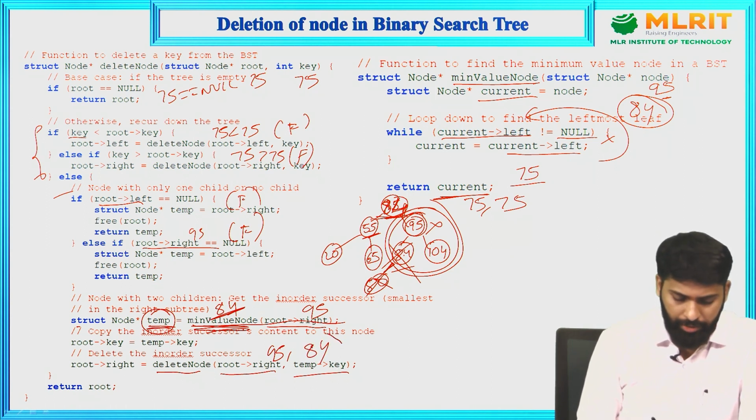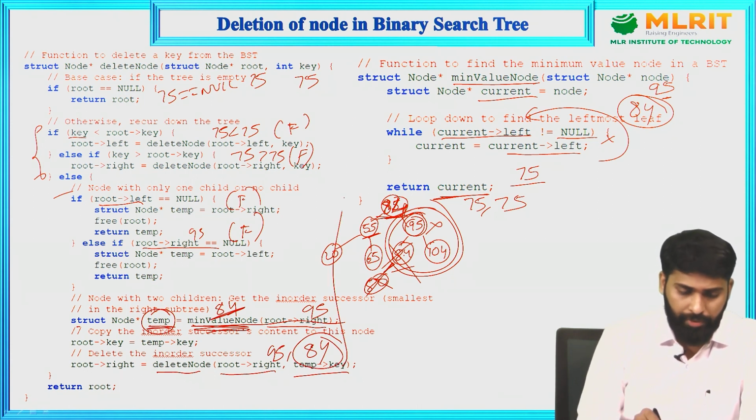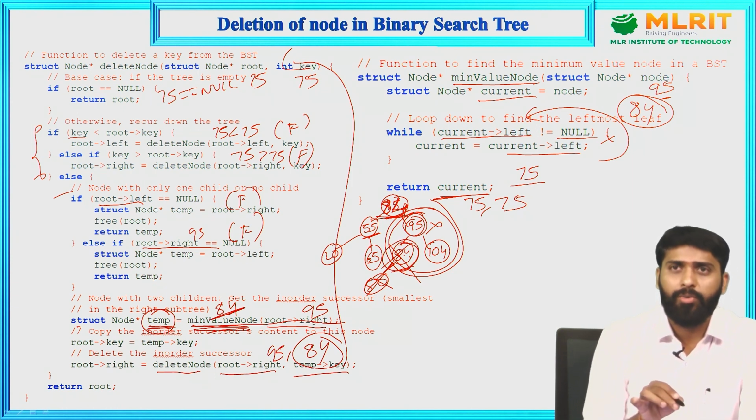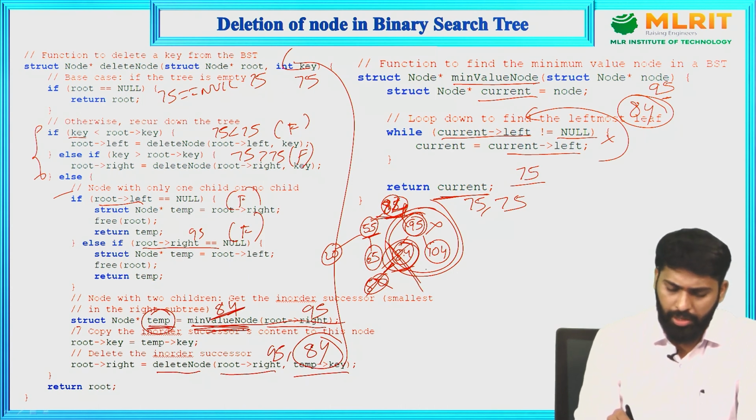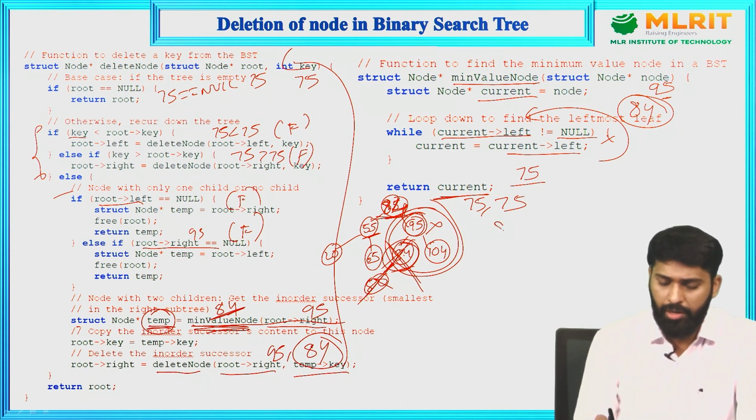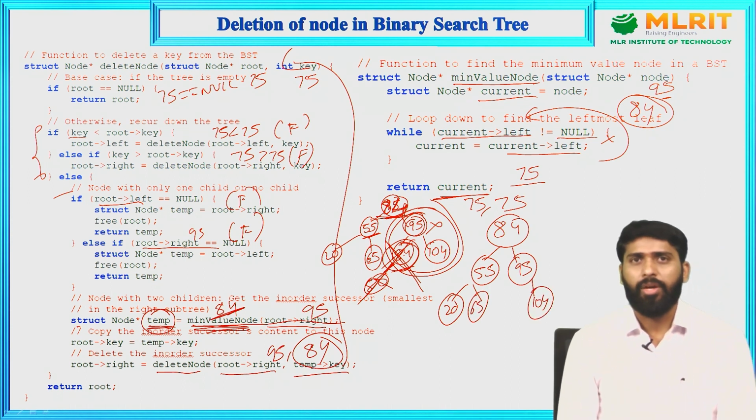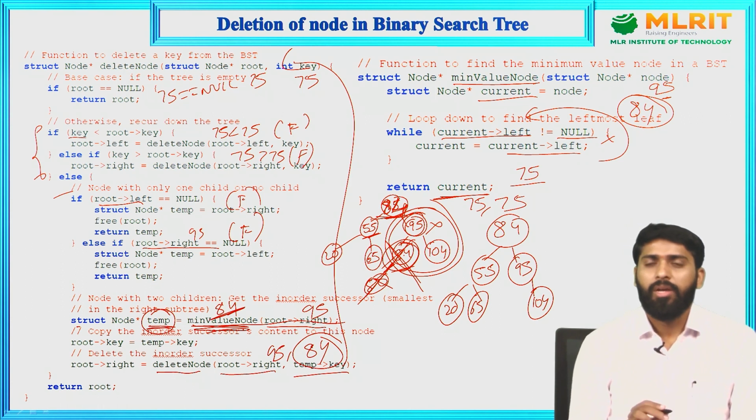Now I want to delete this 84. So compare 84, again we call the same function delete node. Here in this case, 84 is a leaf node. I hope you all understand how to delete a leaf node. So same 84 will be deleted. Now the resultant tree is 84, 55, 95, 20, 65, 104. Okay. I hope you all understand how to delete a node from binary search tree.